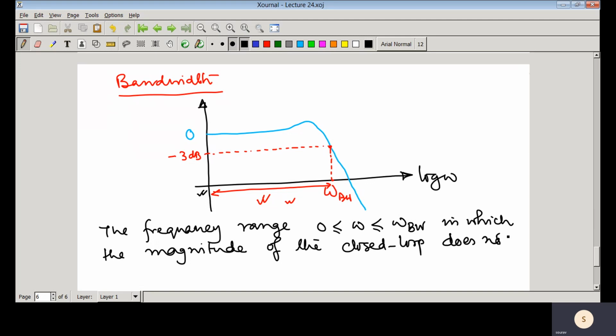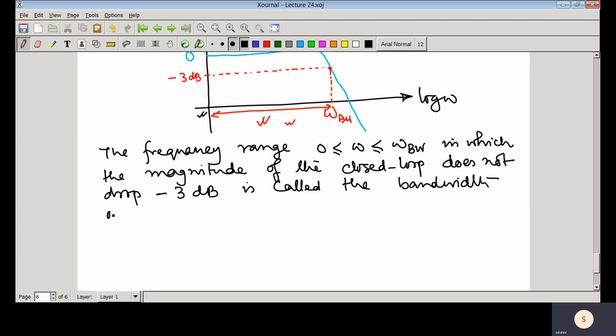does not drop below -3 dB, that is 20 log 1 by root 2, is called the bandwidth of the system. So bandwidth of the system means it is the range of frequency up to which the gain stays above -3 dB.